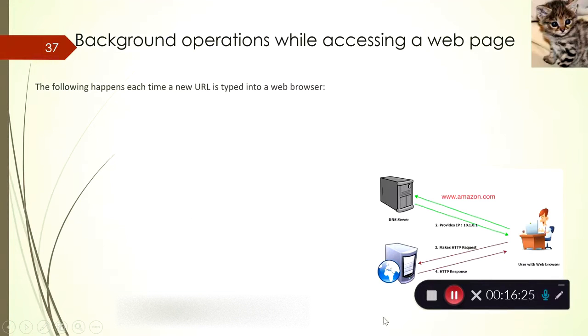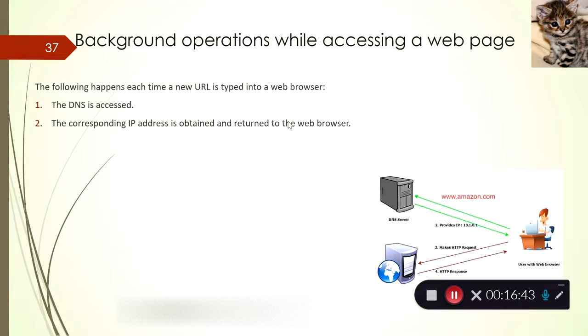Okay, so to conclude, I'll repeat what actually happens when you access a particular website, when you provide a particular URL address. We'll do a small review on that. First, the domain name. When you provide a particular URL, the domain name server is accessed. The domain name server will respond back to the browser with the IP address. So that will be returned.